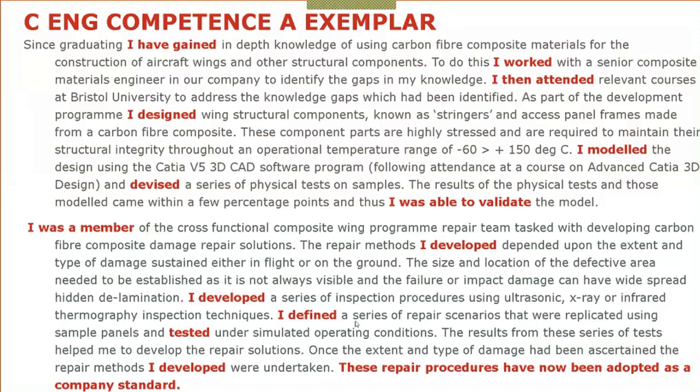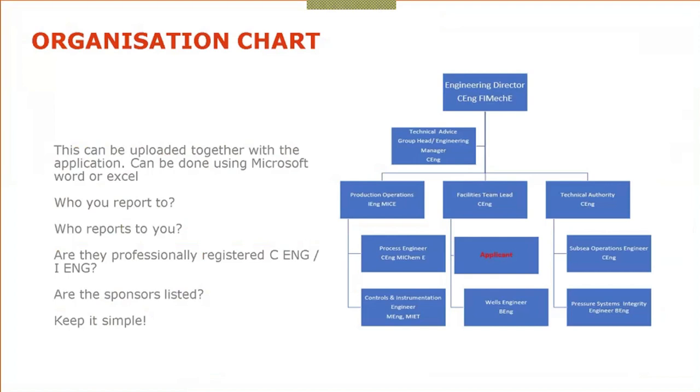You also need to include in the application form a copy of your organization chart. And within that, we're not looking for names and titles. We are looking for the job roles that they hold and whether they're professionally registered or not. That's the main piece of information that we're looking for in your application form.